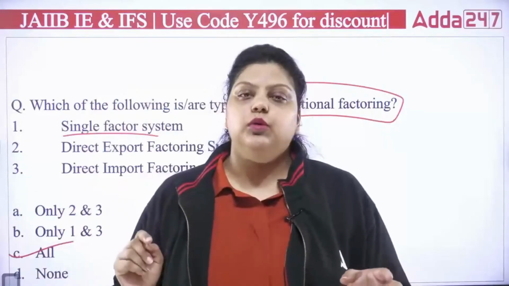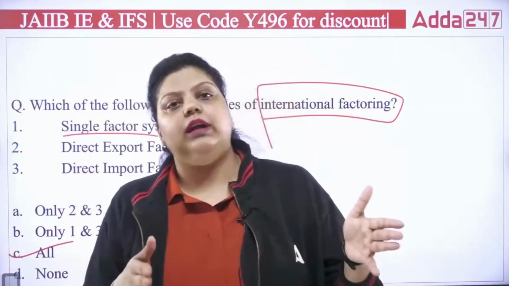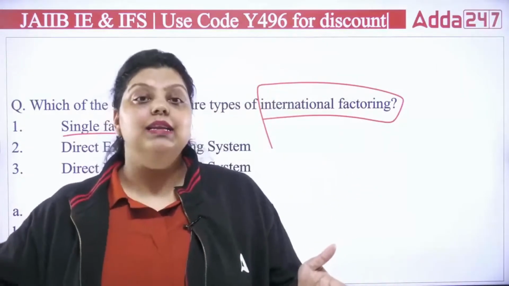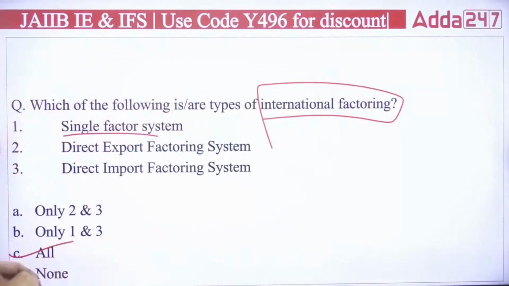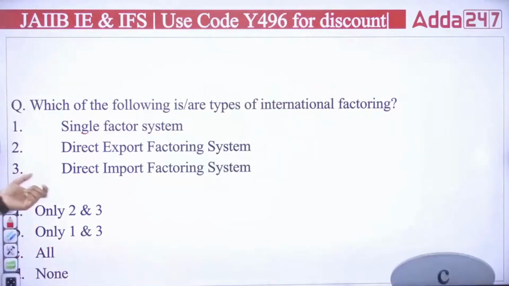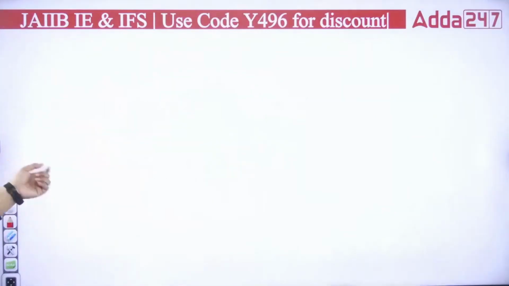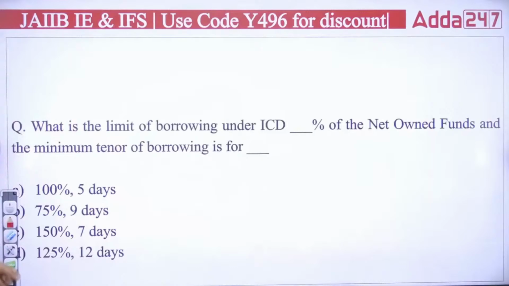Second, direct export factoring system, in which only export factor will be available. In direct import factoring system, only import factor will be available. Okay. So right answer will be your C option. All are correct. All are the types. Right answer is C. Next, what is the limit of borrowing under ICD?